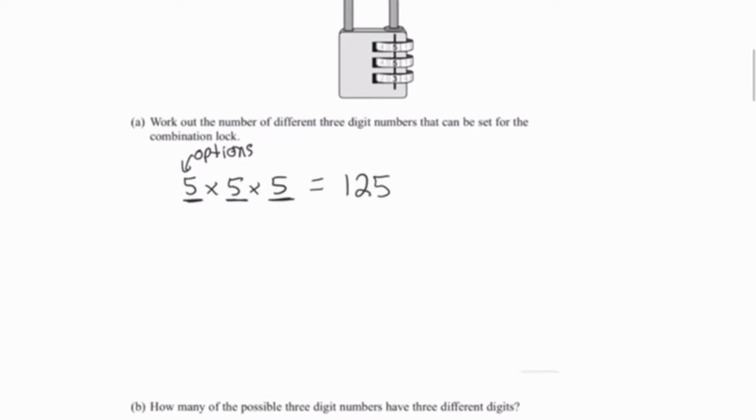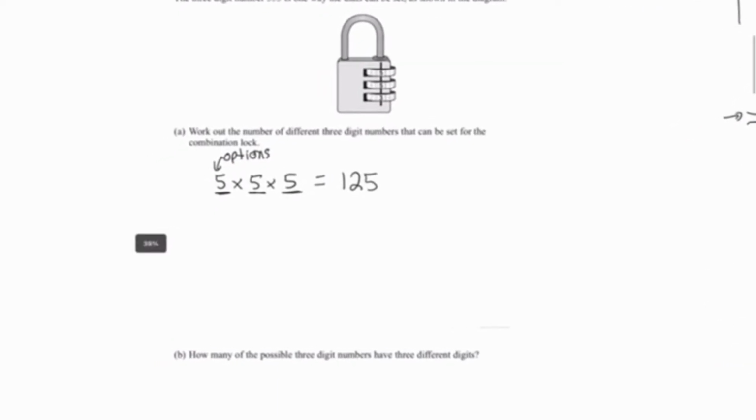And now in part B, we're being asked how many of the possible 3-digit numbers have 3 different digits. So in this case, if I zoom out a bit, what it is saying is, for example, if we have 1 as our first number, then for our second and third number, we cannot use 1 again. So it has to be 3 different numbers. So if we used 1 for the first option, we could do something like 2. So now if we've used 1 as the first option and 2 as the second, for our third option, we can only choose 3, 4 or 5. So something like this is a possible combination.